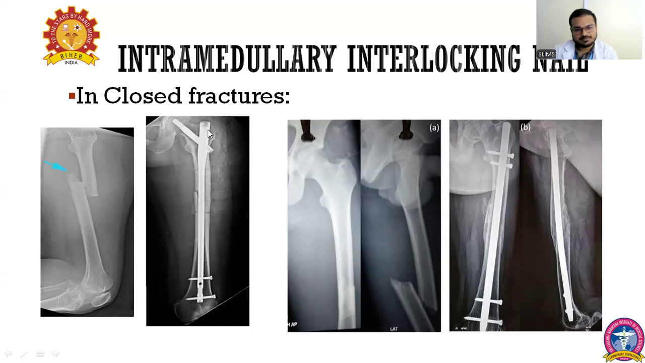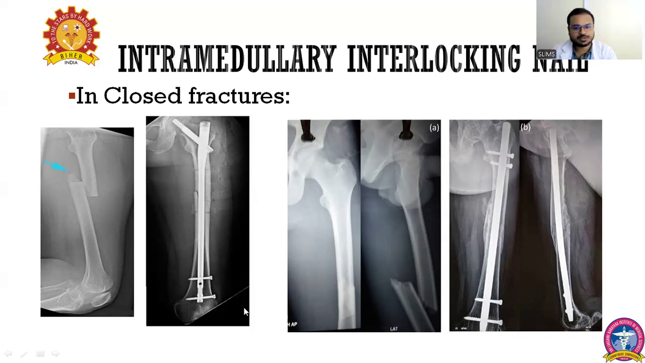In this fracture, a nail, or commonly called a rod, is inserted, and a proximal femur helical blade is placed into the neck through the head of the femur, and the distal interlocking screws are placed.